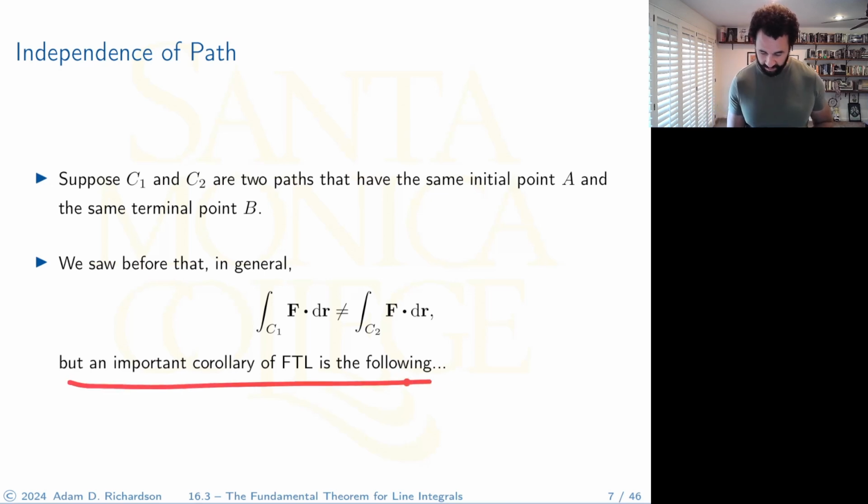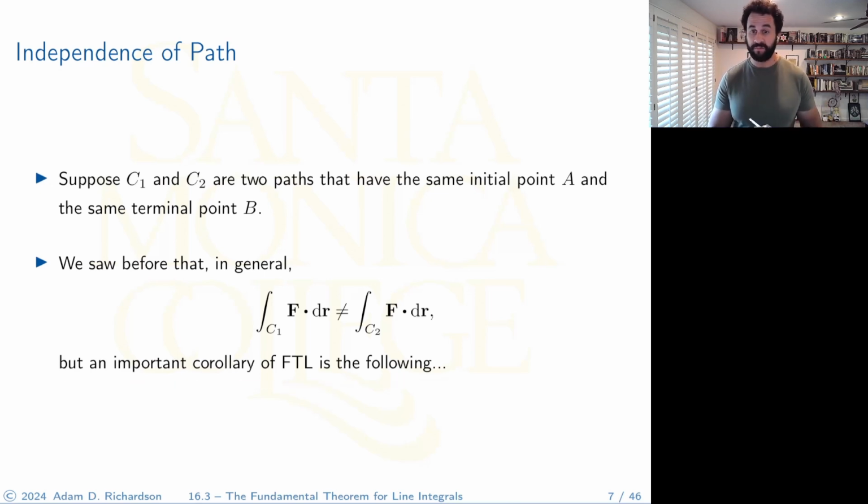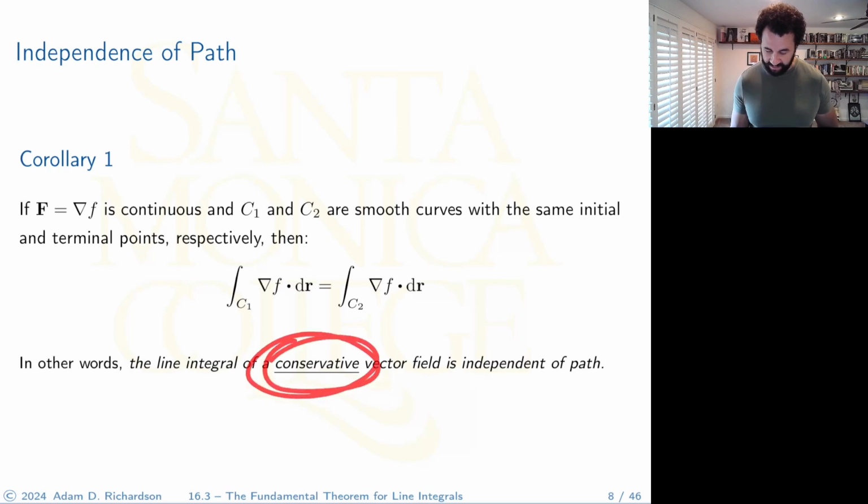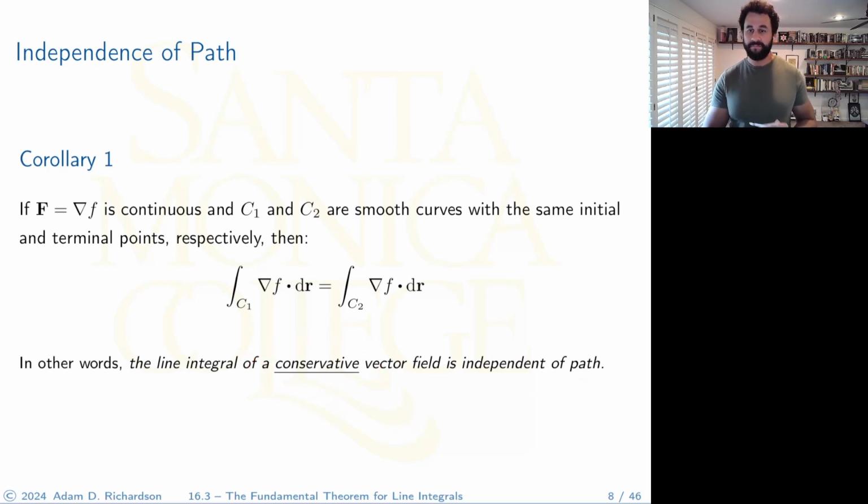And we get that from a corollary of the fundamental theorem for line integrals. So here it is. If your vector function F, given by the gradient of f, is continuous and C1 and C2 are smooth curves with the same initial and same terminal points, then the integrals are equal, right? So this is one of the conditions that we have here. In other words, this says that the line integral of a conservative vector field is independent of path. This is the big takeaway. This is a corollary of the FTLI.